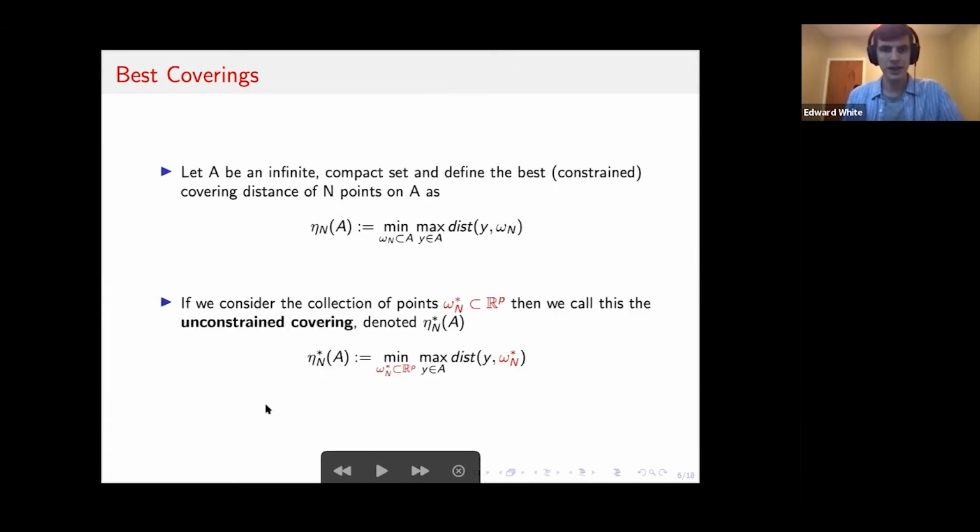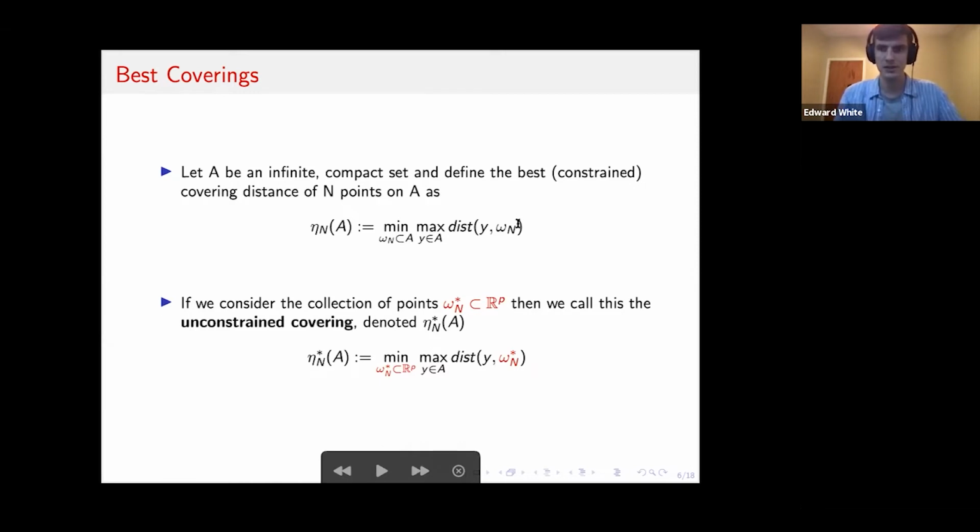Moving on to covering, because it's a dual problem, there's a couple things that swap around, but essentially there's a similar concept that's being employed here. So again, we'll take an infinite compact set A and define the best, and I'll explain constrained here, covering distance of endpoints of a configuration on A as follows. Take your configuration omega n and look at all points y in your set A. And you want to look at those points y which are maybe pretty far away from your configuration omega n. So these will be the points that define your covering distance, because for a point that's really far away.